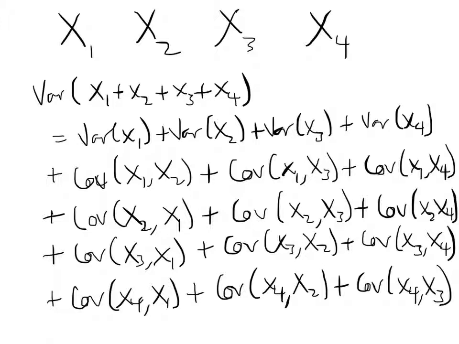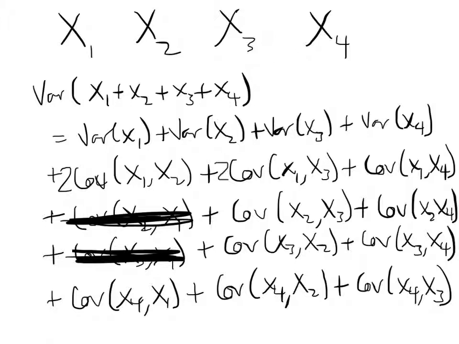Now we also notice that covariance is symmetric. The covariance of x1 and x2 right here is the same as the covariance of x2 with x1. So this is where the 2 comes in. I eliminate this one and I put a 2 in front of that one. Likewise, I can find covariance of x1 with x3. That's the same as covariance of x3 with x1. So let's eliminate that one and let's put a 2 in front of that one.